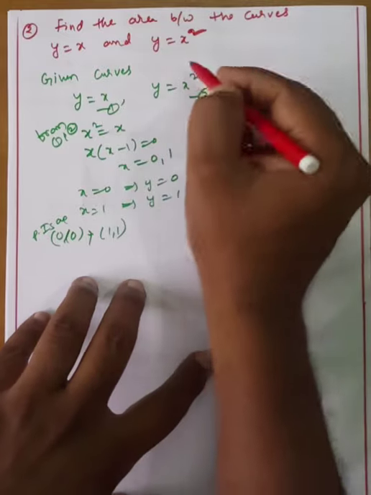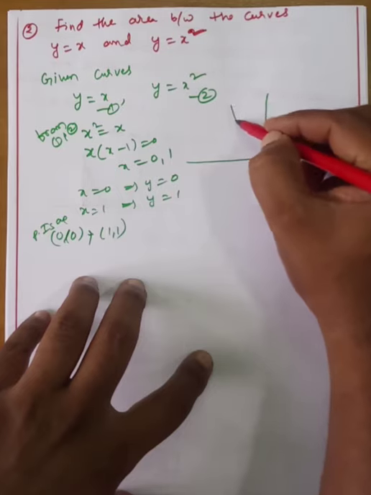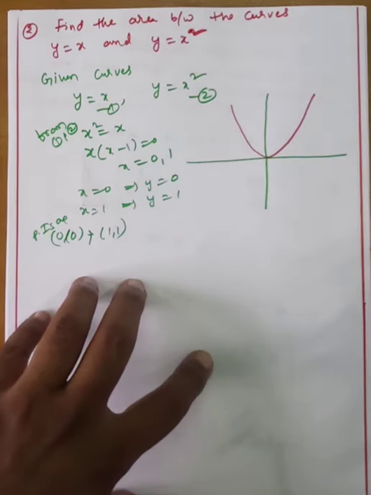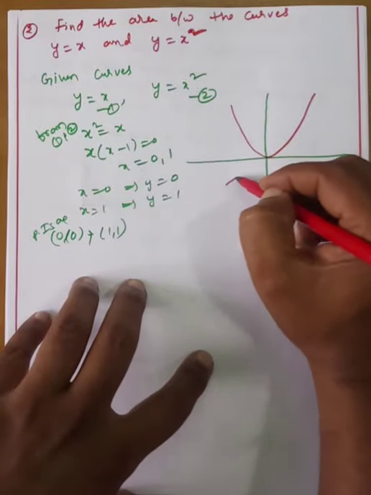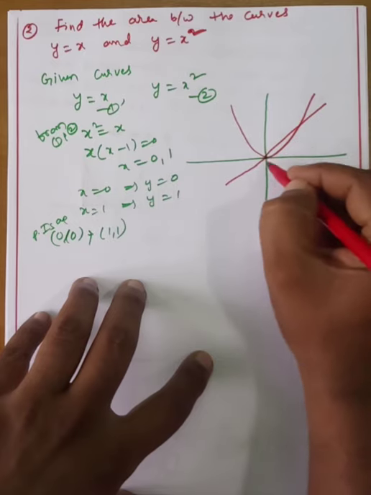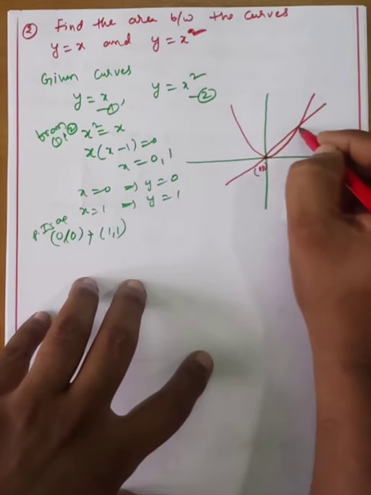Here y is equal to x square. X power even means 100% it is on the y axis. Y is equal to x. You know that y is equal to x passes through the origin. Already I explained each and every one, my dear students. This is the point 0 comma 0, the point of intersection.